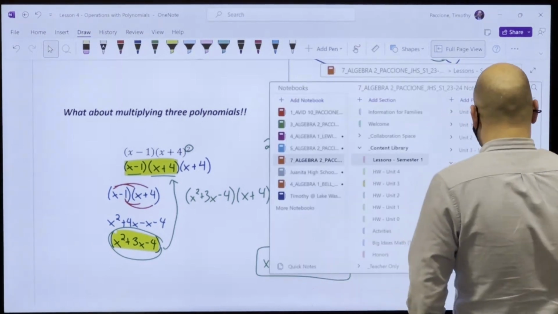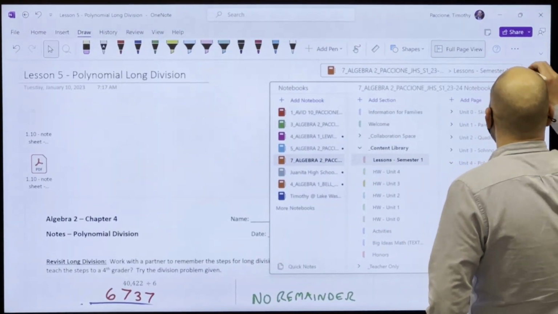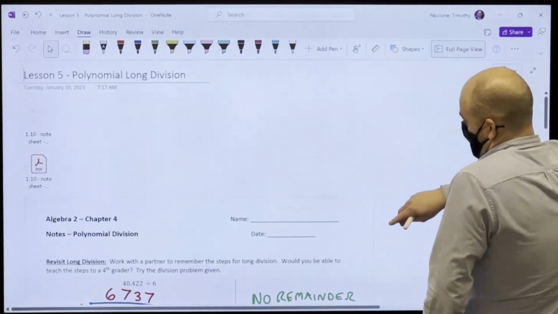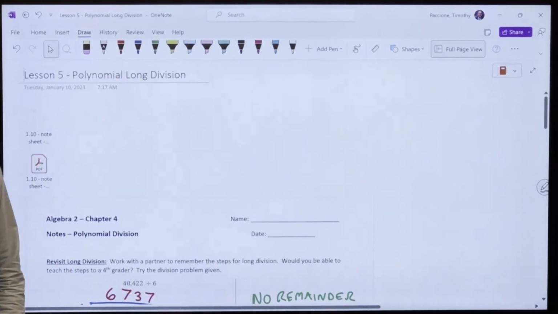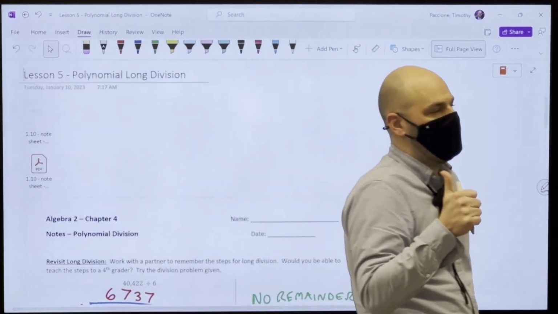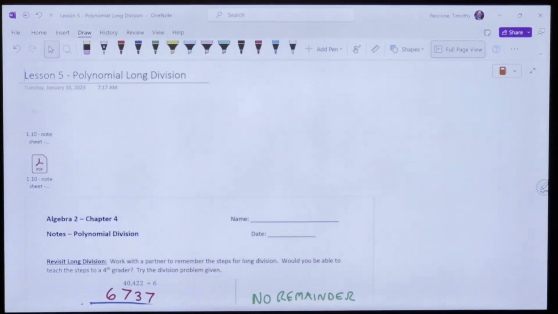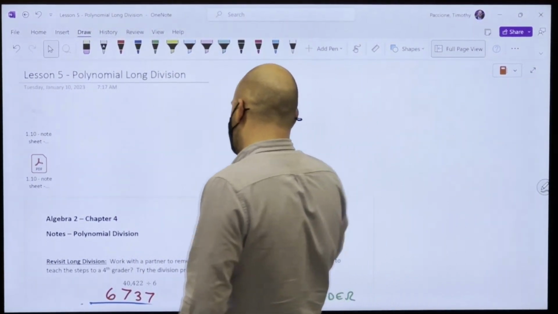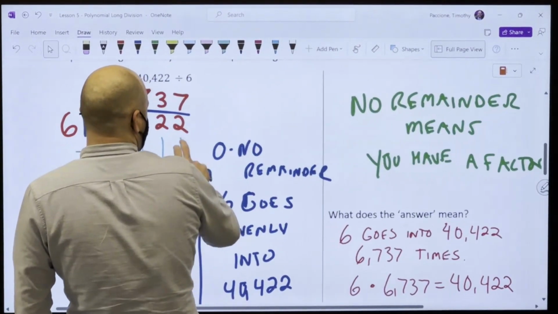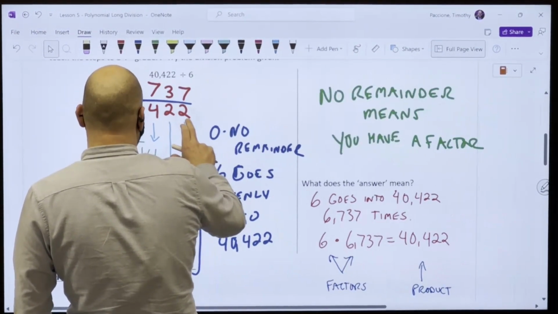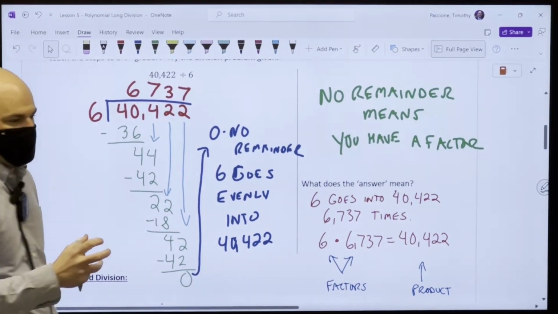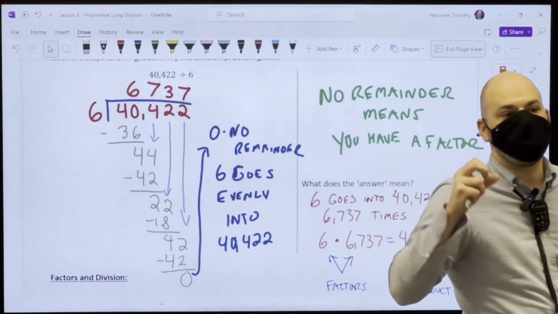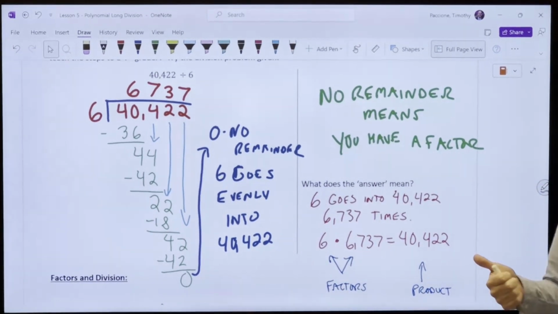On to long division. Polynomial long division gets its own lesson. Now, long division, there's a reason I started you out with a problem that I think you see in 4th grade. Because it's the same structure, the same process. It's just more complicated with more complicated numbers.